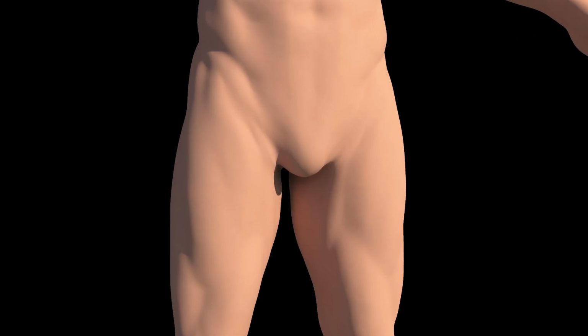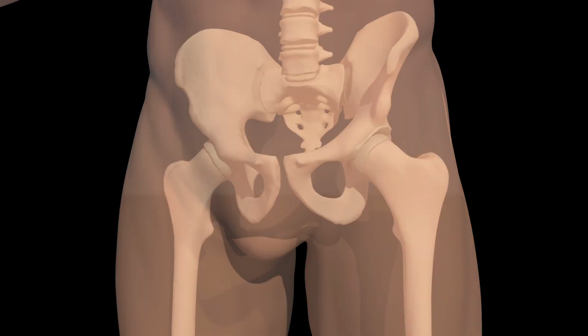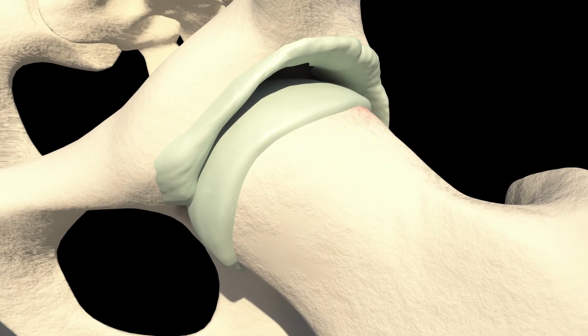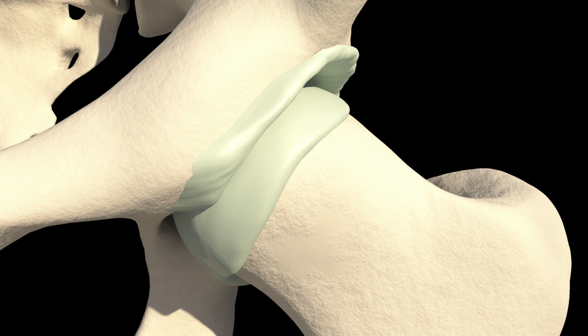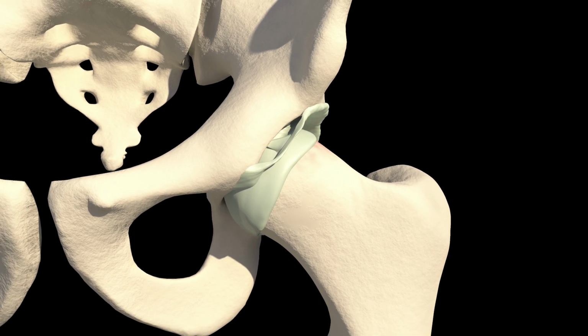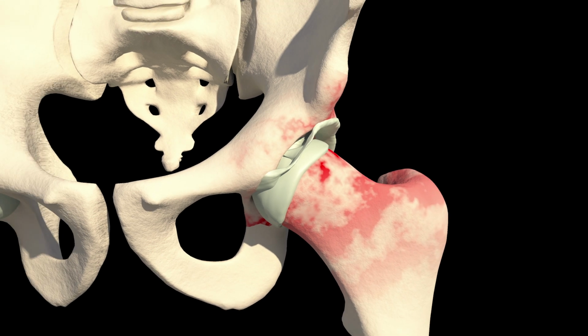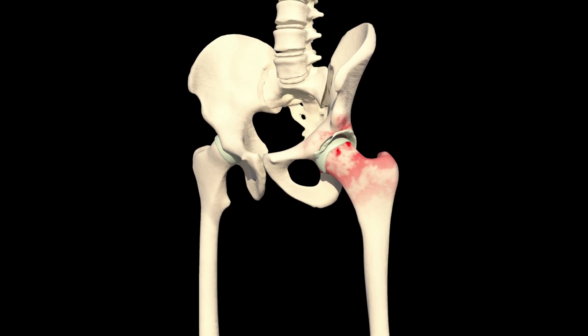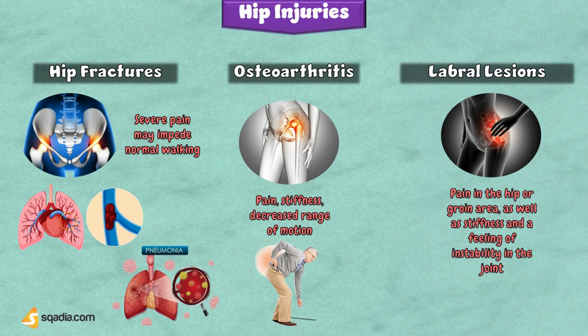Labral lesions are injuries to the labrum, which is a ring of cartilage that surrounds the socket of the hip joint. Labral tears occur when the cartilage that lines the hip joint is torn. The labrum helps to cushion and stabilize the hip joint and is important for normal hip function. They can cause pain in the hip or groin area, as well as stiffness and a feeling of instability in the joint. Labral lesions can occur as a result of trauma, overuse, or degeneration due to age or other conditions.